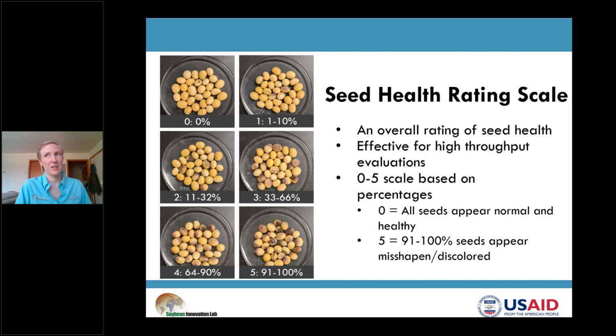So this is the same kind of rating scale as Harun was talking about, and you'll see in a lot of the extension reports where it's the 0 to 5 scale. So if there's a score of 0, all of your seed is going to look healthy. It's going to look very clean, no discoloration. And if you're to rate a 5, 90 to 100% of that seed is going to either be misshapen or discolored or looking diseased in some way. Next slide, please.